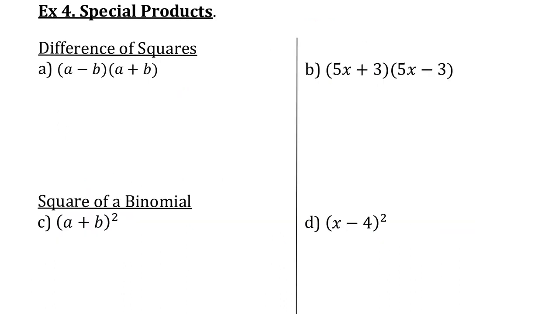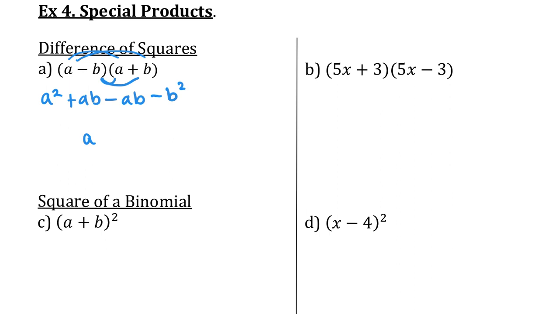Example 4 is special products. We're still multiplying. You can do box method, you can do distributive method, because these are special products, sometimes you can do it without showing work. So I'm going to go ahead and distribute this the long way. (a minus b) times (a plus b). a times a is a squared. a times b is ab. b times a is ba, or ab, minus b times b, minus b squared.